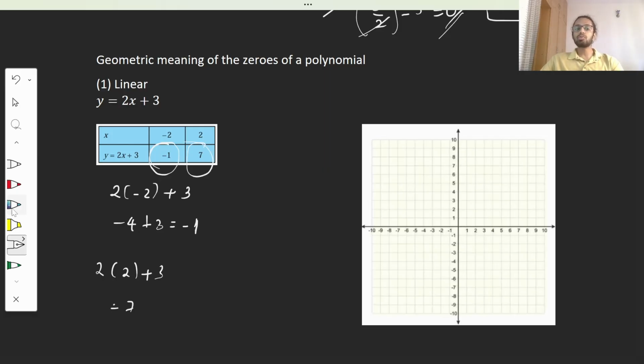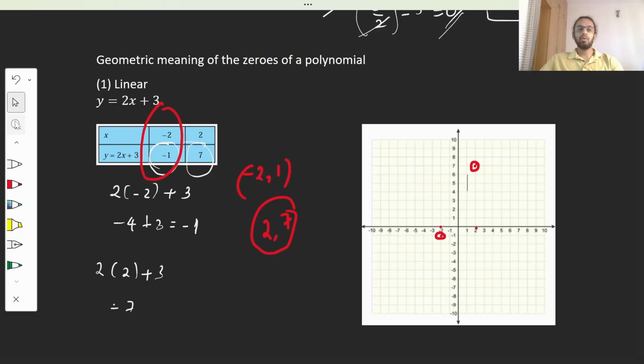So once we get two such values, we are ready to plot them on the graph. As you can see from the tabular form, (−2, −1) is one point, like this, x and y values, and (2, 7) is another point. So −2 is here and −1 is here, which means this is the point, and for (2, 7), 2 is here and 7 is here. So this is the point.